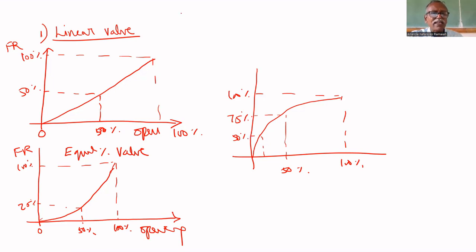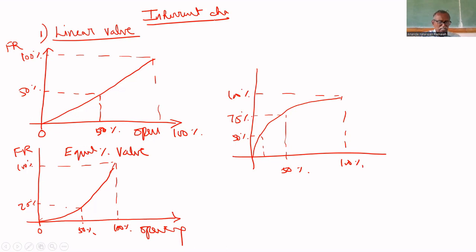This characteristic is called inherent characteristics. We call the valve by its inherent characteristics. If we keep the pressure drop across the valve constant, it behaves like this. If the relation between opening and flow rate is linear, then it is called a linear valve, provided the pressure drop across the valve is constant.